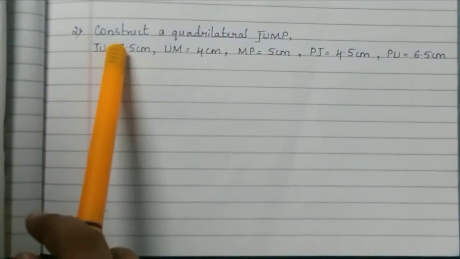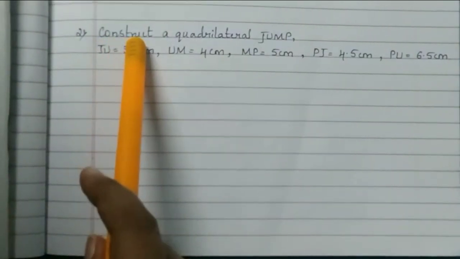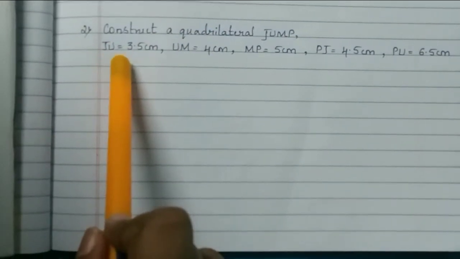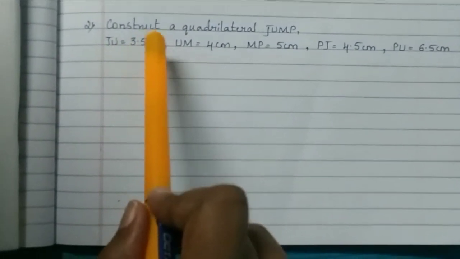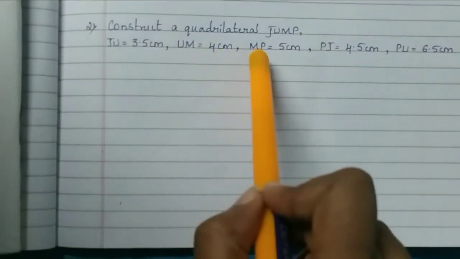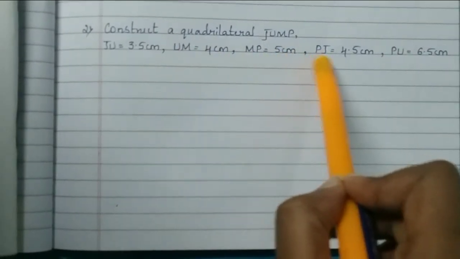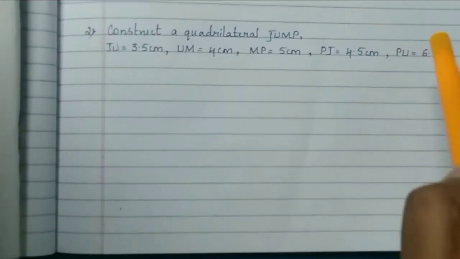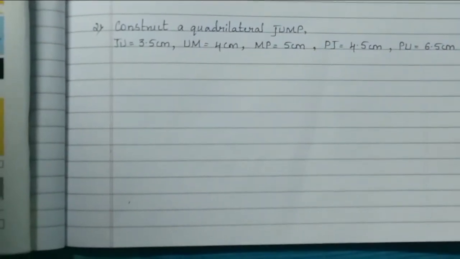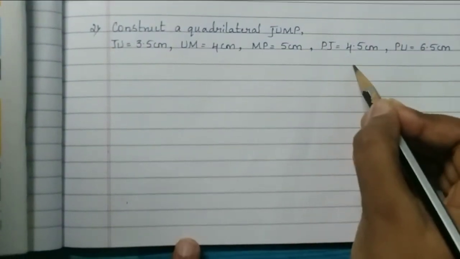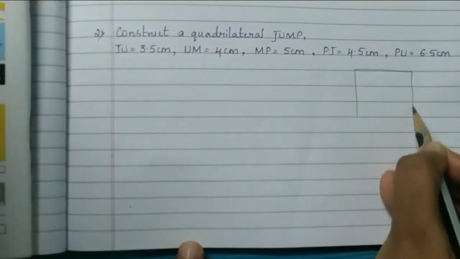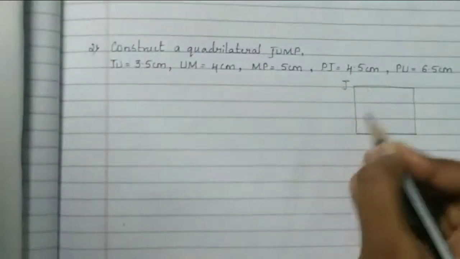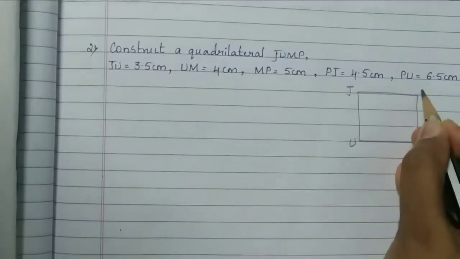See the second question here. The second question is as follows. Construct a quadrilateral JUMP where they have given the measurement JU must be 3.5 centimeter, UM must be 4 centimeter, MP must be 5 centimeter, PJ is equal to 4.5 centimeter and PU is equal to 6.5 centimeter. So as the first one we have done, we have to draw here also a rough diagram. So JUMP. So this is J, U, M and P.